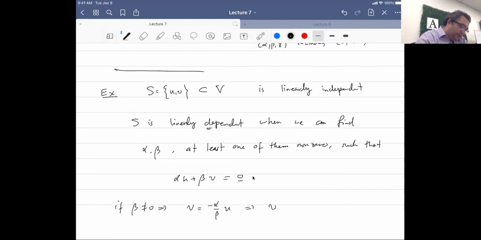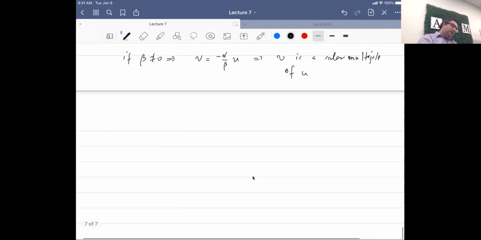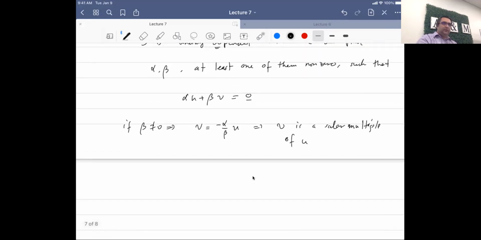So v is a scalar multiple of u, or the other way around. I mean, or u is a scalar multiple of v. That's the only way you can get linearly dependent sets with two vectors in it. So it's very easy to determine whether a set with two vectors only is linearly independent or not. If one of them is a scalar multiple of the other one, then it's linearly dependent. If not, then it's independent. So there is a notation for this situation.